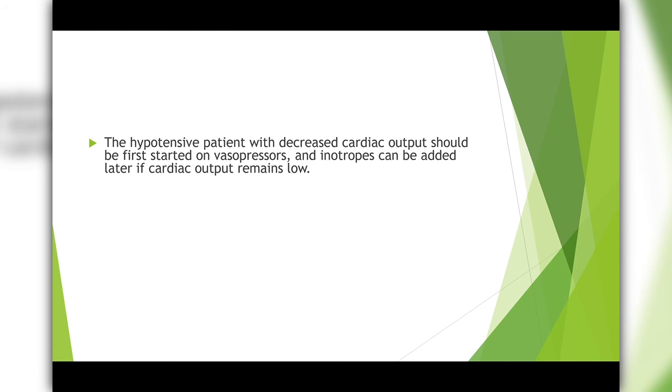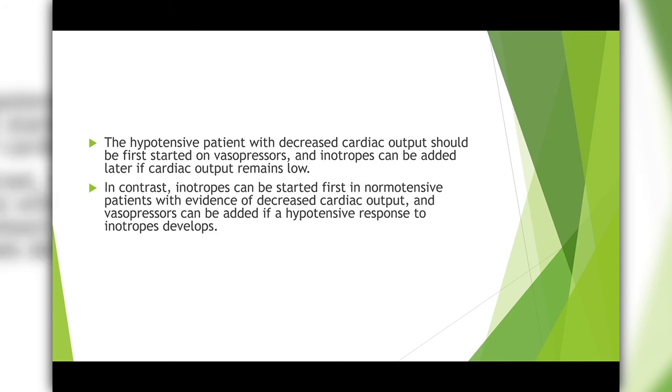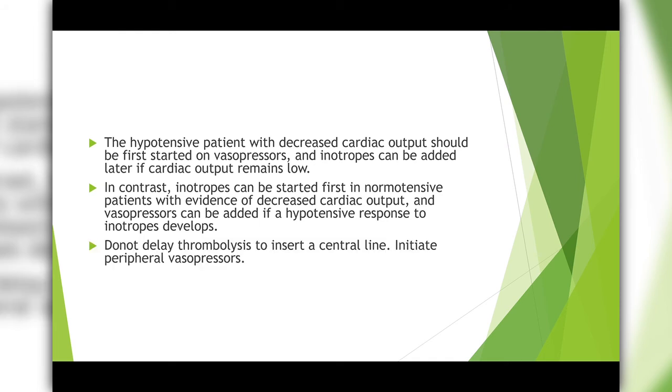To summarize, in a hypotensive patient with decreased cardiac output, start vasopressors, and inotropes can be added later if cardiac output remains low. In a normotensive patient with evidence of decreased cardiac output, inotropes can be started first, then vasopressors can be added if hypotension develops. Do not delay thrombolysis to insert a central line. Start peripheral vasopressors.